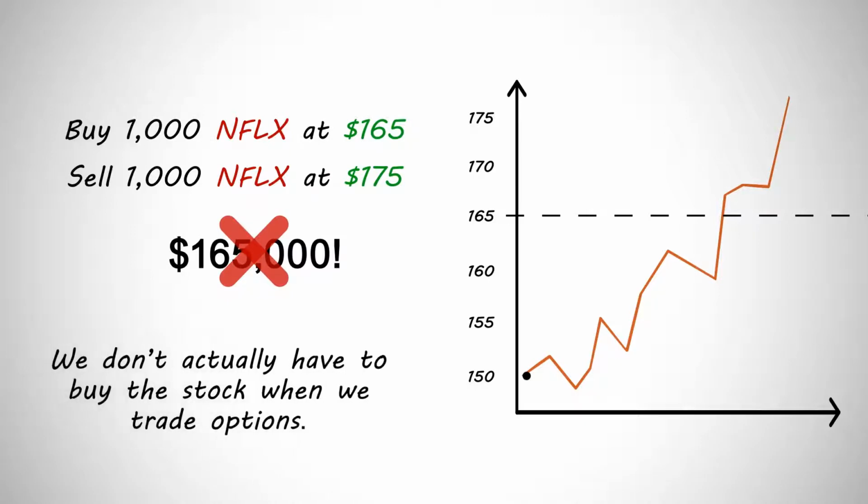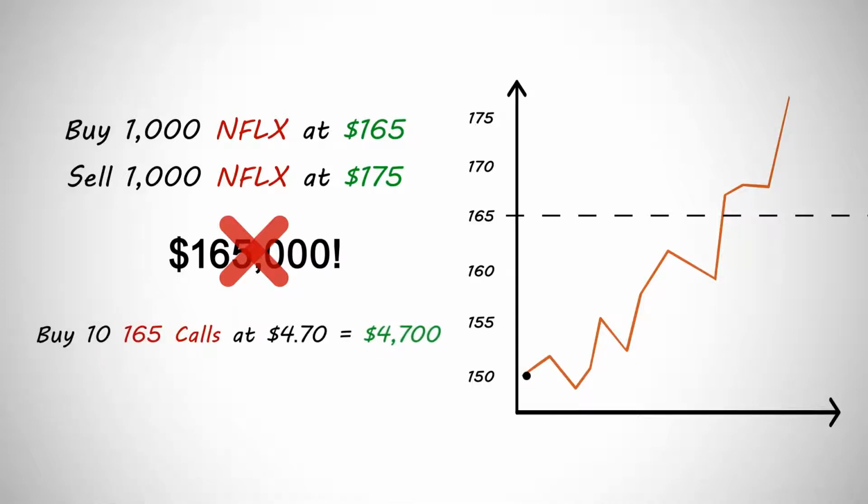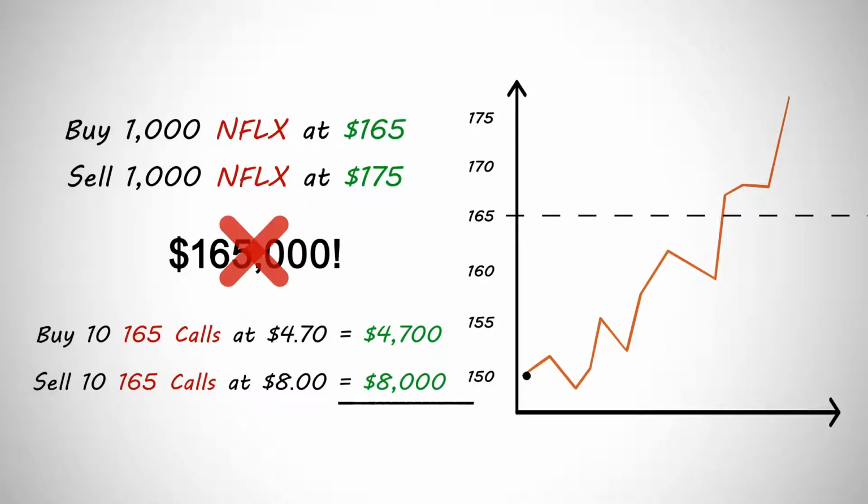The good news is we don't actually have to buy the stock when we trade options. We can sell this option position back out for a huge profit in the exact same manner we bought it, and the cash just gets added right into our account without any stock ever coming into play. So if the 10 options we just purchased a month earlier for $470 per contract for a total of $4,700 is now worth $8 per contract for a total of $8,000, we can sell that back out, and now our bank has just increased by $3,300.